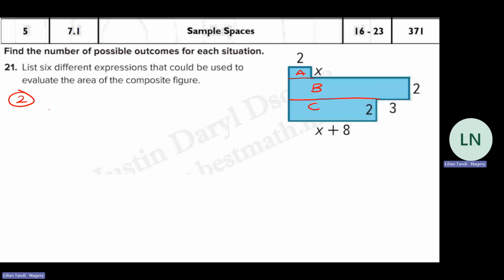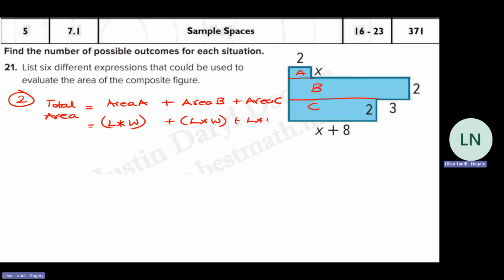Okay, so then I will write here total area equals area A plus area B plus area C. Because they are rectangles, I'll do length times width plus length times width plus length times width. Okay. What is the length of the first rectangle? 2. So 2 times x, and that gave me 2x.